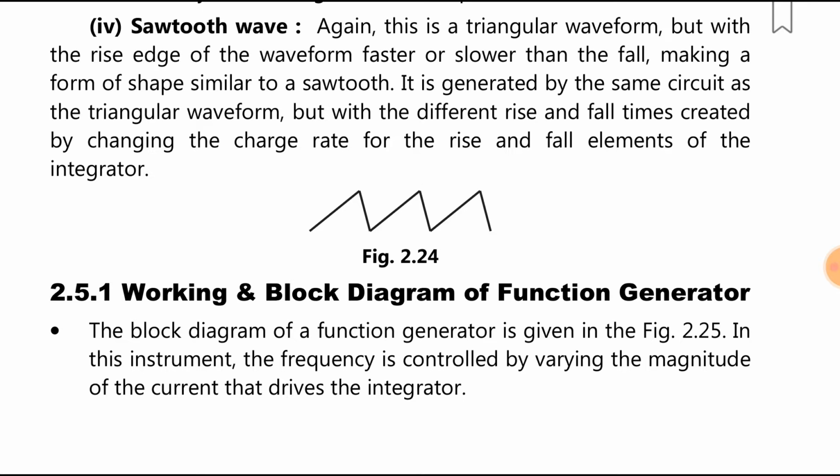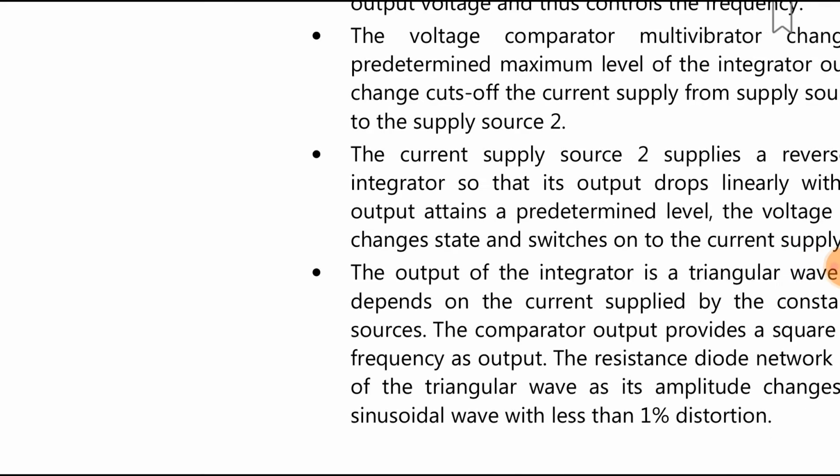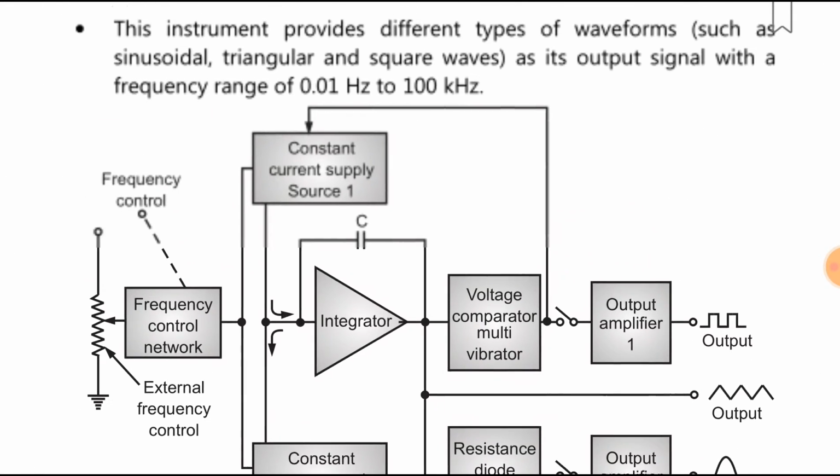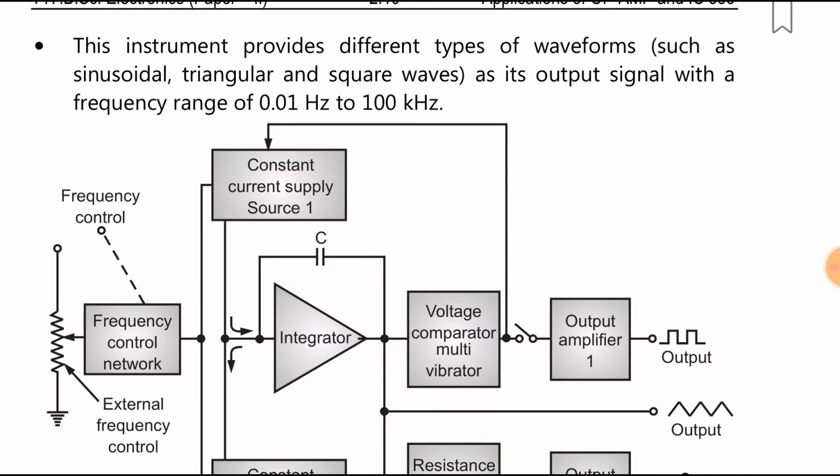So the block diagram of function generator is given in this figure. In this instrument the frequency is controlled by varying the magnitude of the current that drives the integrator. So this is a circuit diagram. The instrument provides different types of waveforms such as sinusoidal, triangular, square wave as its output signal with a frequency range of 0.01 Hz to 100 kHz.